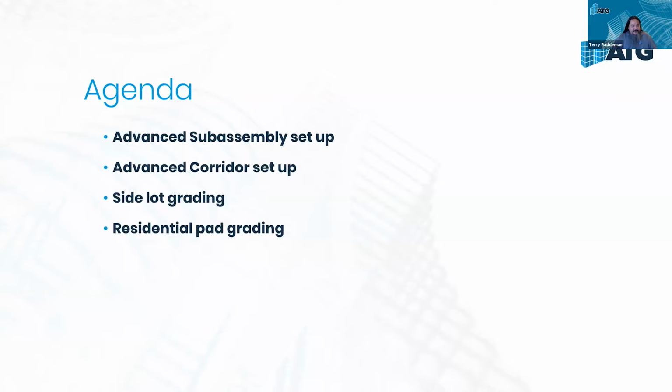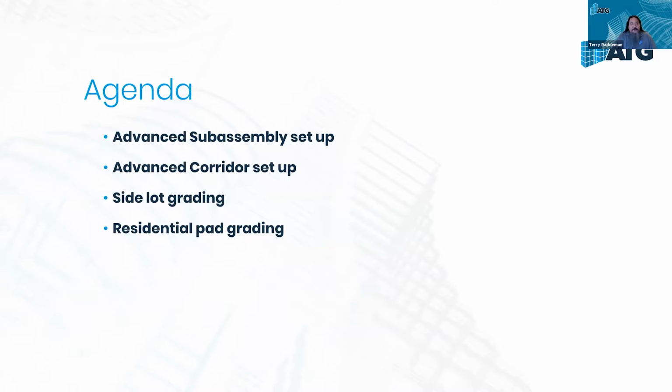Historically, I think a lot of folks have been using feature lines to grade their roadways, and we're going to set up some conditional statements for our driveways and some other targeting for our corridors as well. And then we'll get into side lot grading and residential pad grading. And we'll also be getting into some automated label placing. This webinar, we're going to be focusing on CTC tools.